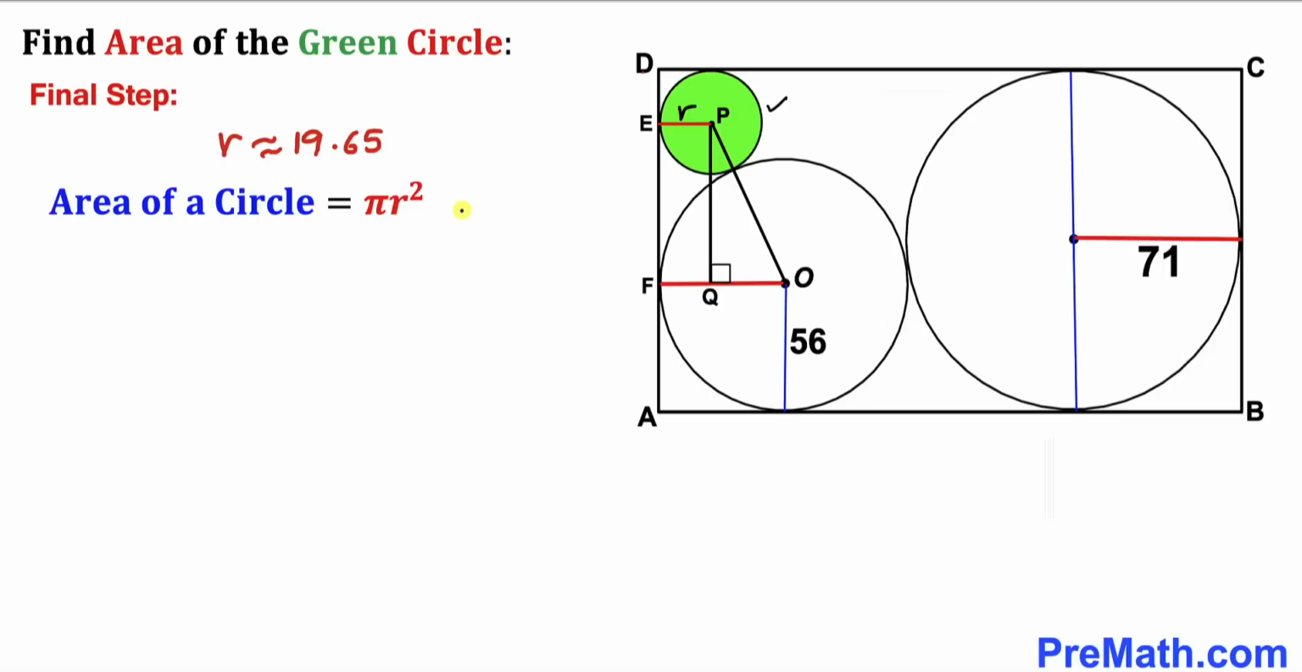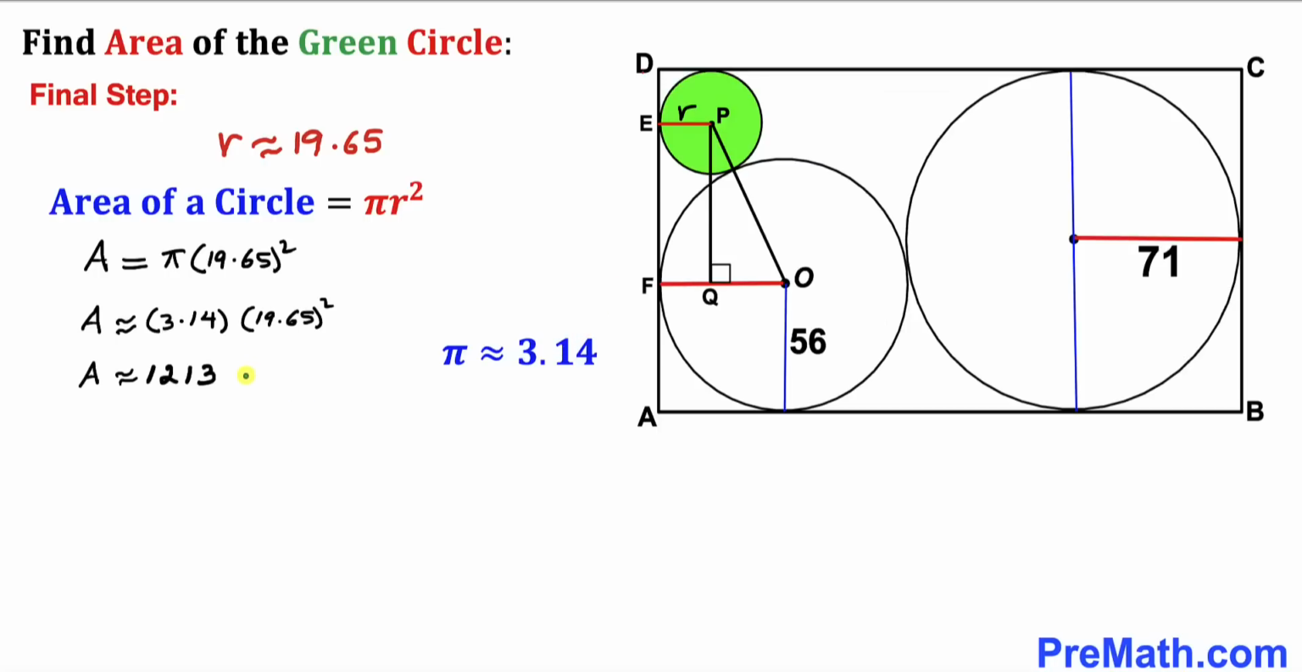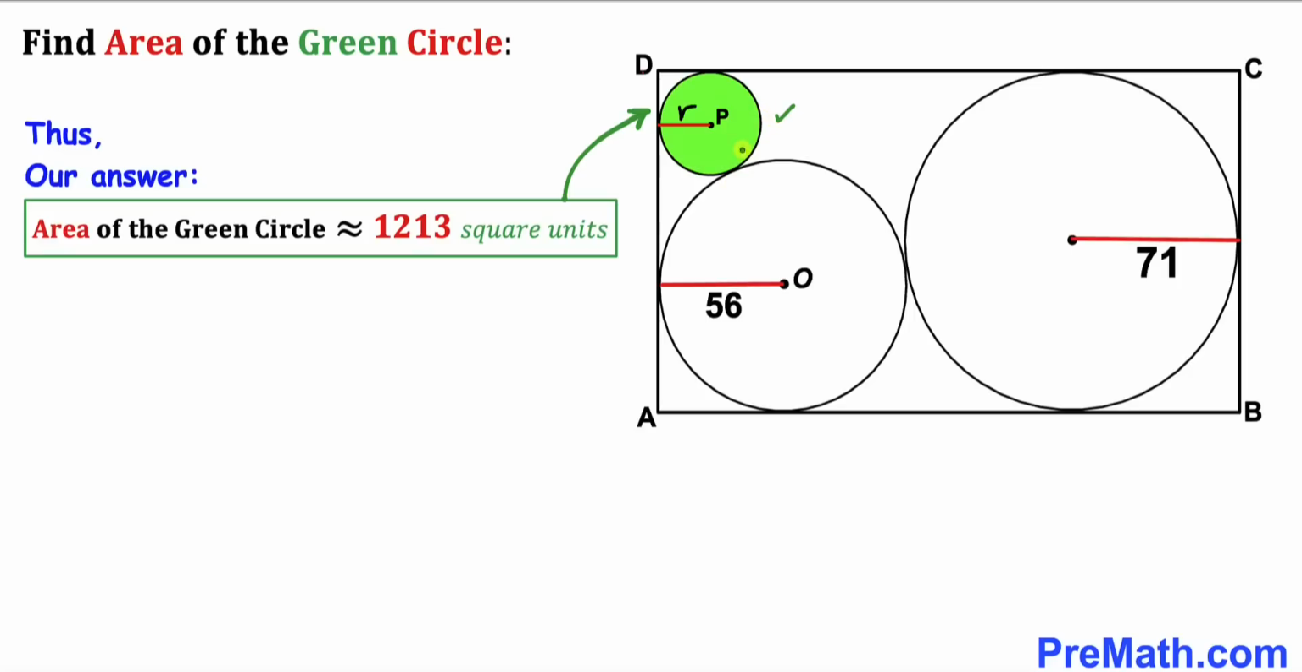Now let's recall the area of a circle formula, pi r square. Let's calculate the area of this green circle by plugging in these values. So area is going to be pi times r, in our case 19.65, whole square. We know that pi is approximately equal to 3.14. So thus the area of this green circle turns out to be 1213 square units.